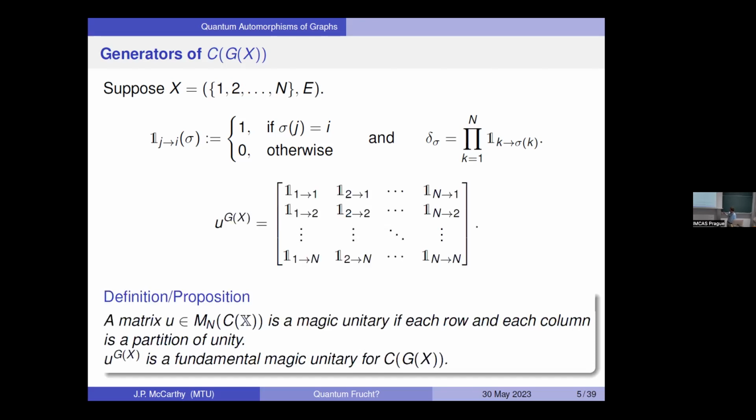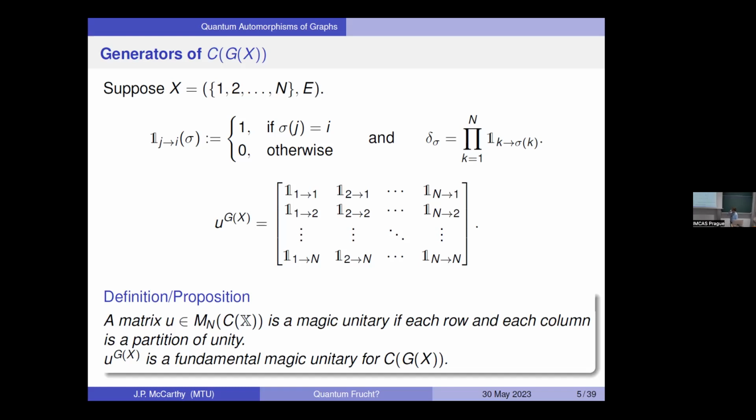And now we can form a magic unitary for this algebra of functions up here. So every entry in here, this is just normal functions. Every entry is a projection. It's a 1, 0 valued function. And if you sum along any row or any column, you'll get the identity because, say, for example, in the second column here, every permutation will send to somewhere. So if you add these up and apply it to a permutation, you'll get 1. And similarly, say the bottom row, every permutation will send something to n.